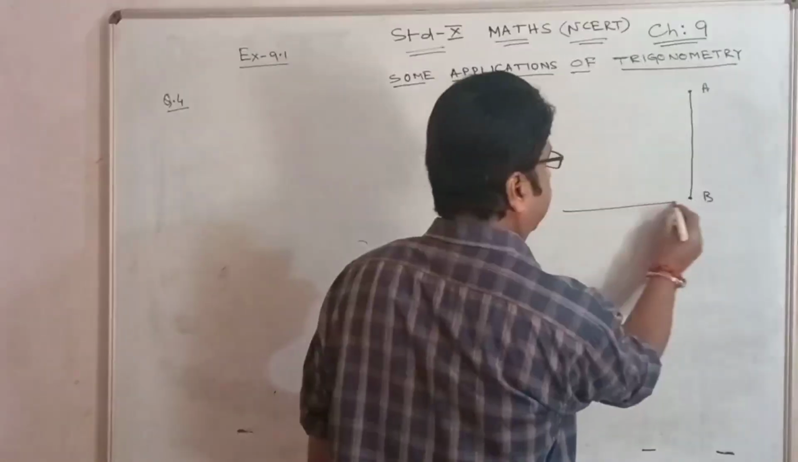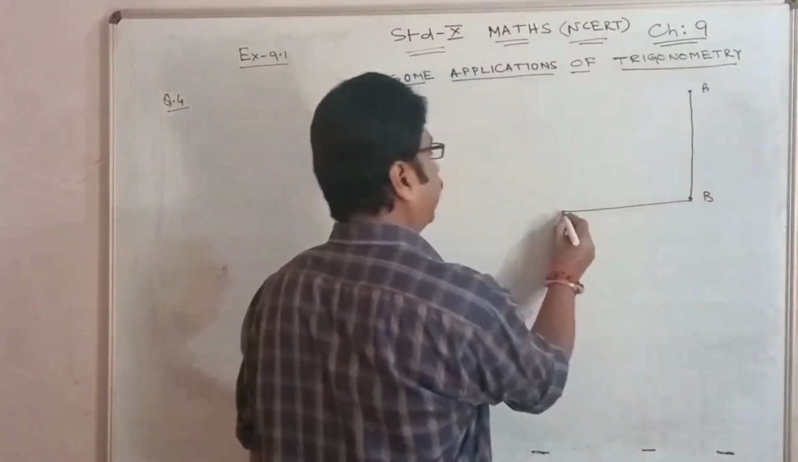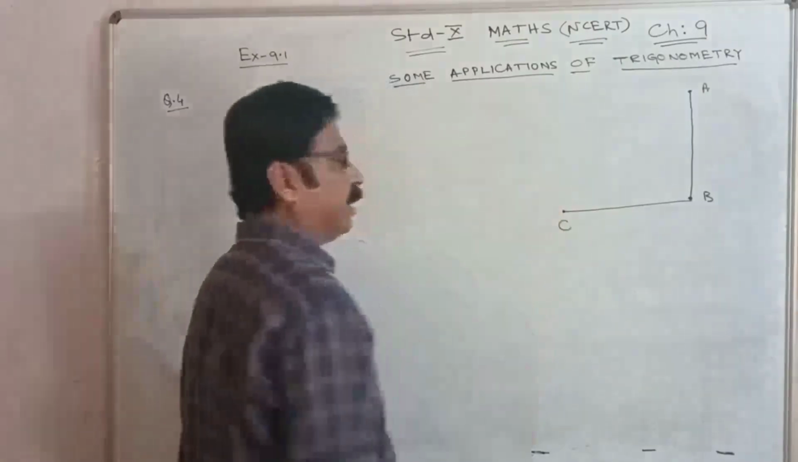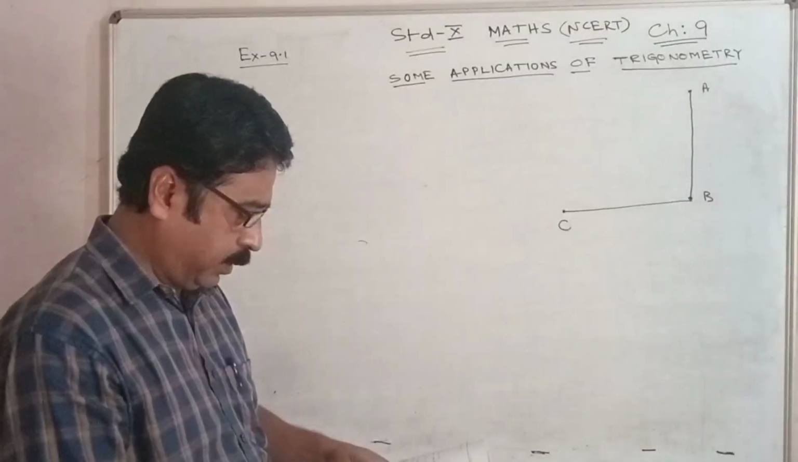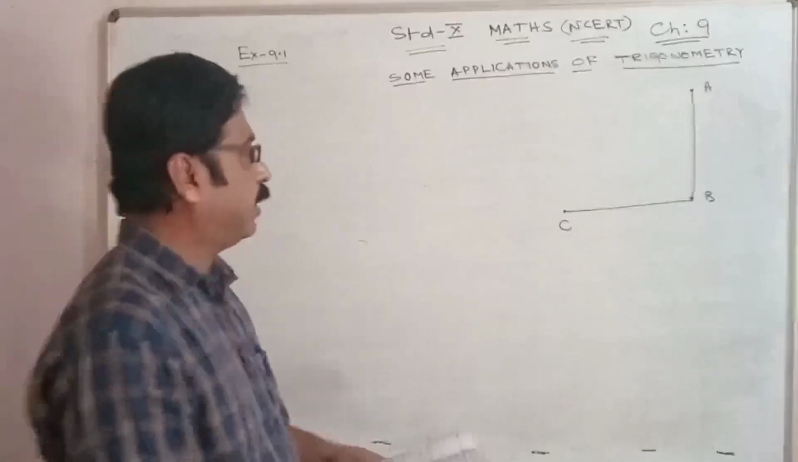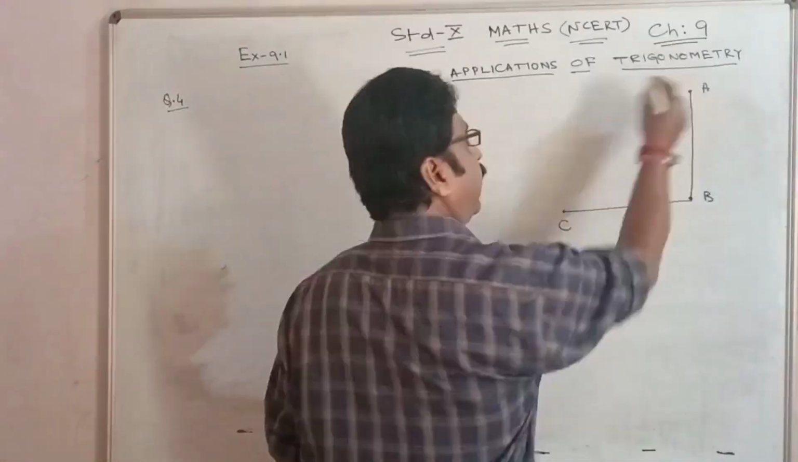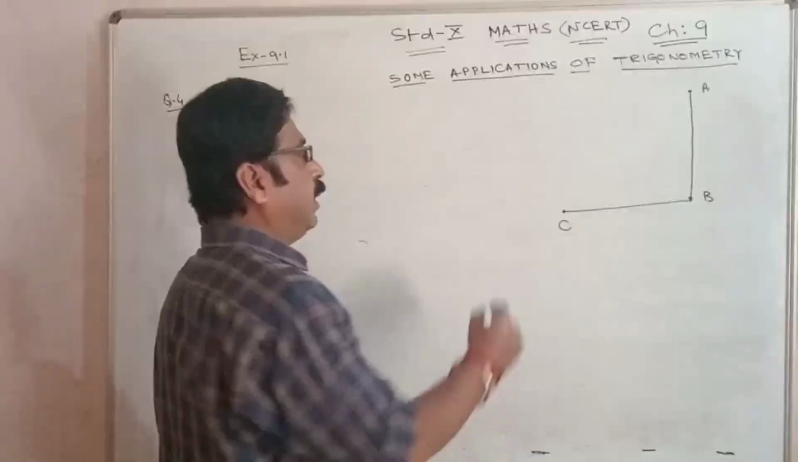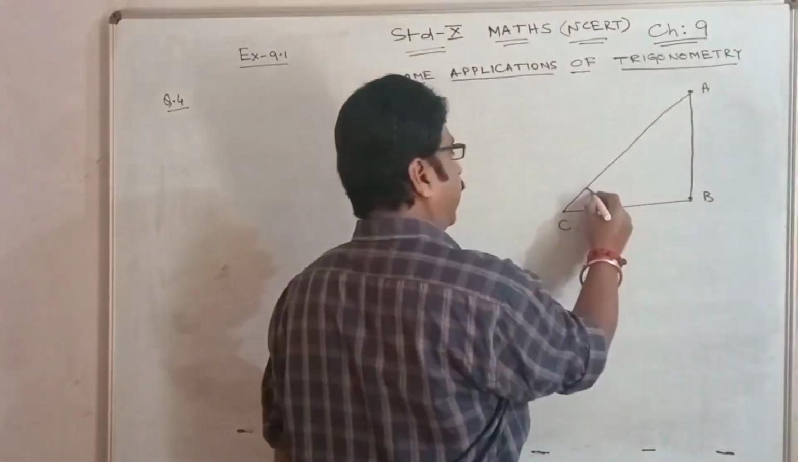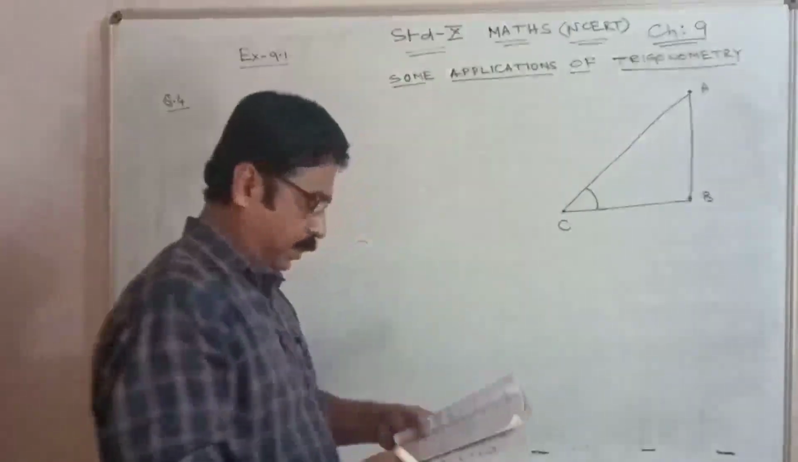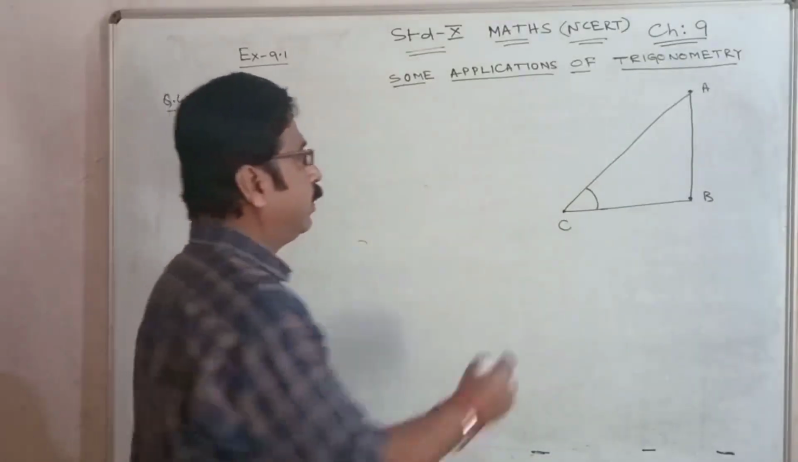And this is the ground level. C is a point on the ground level. The angle of elevation of the top of the tower. That means from the point C, if you see point A, then one angle will be created. That angle is given here. That is 30 degree.